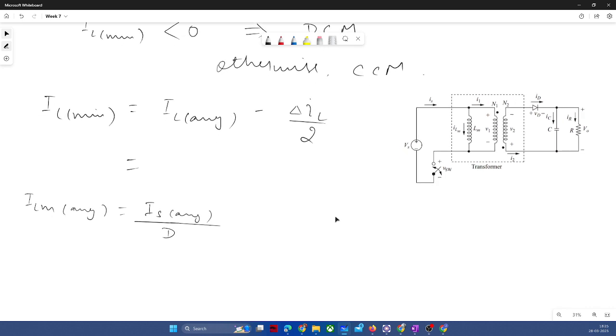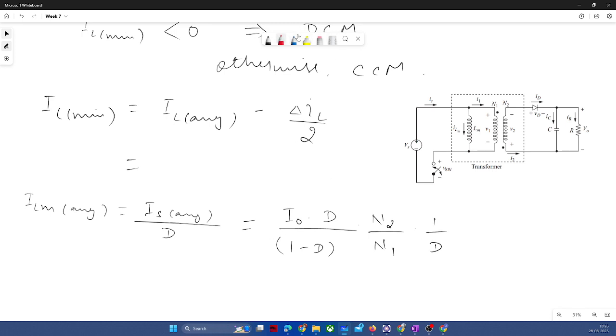Now, there must be some relationship between IS and I naught. As we have found the relationship between output voltage and input voltage, we can easily compute the relationship between output current and input current. IS by I naught is equal to VS by V naught, which is D by 1 minus D into N2 by N1. So IS is equal to I naught into D by 1 minus D into N2 by N1.